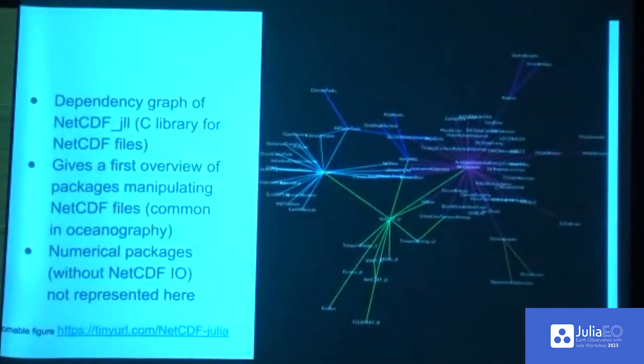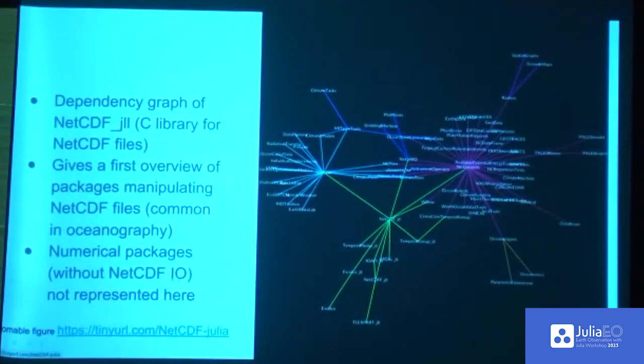I think it's quite interesting to see all the libraries which depend on NetCDF. So the C library in Julia is called NetCDF_jll, with jll for Julia link library. So that's the C bindings of the library. And any other libraries which need to load NetCDF files depend either directly or indirectly on this library. So if you want a higher resolution version of this graph, you can just click on this link. It will download an SVG file where you can zoom, where the packages are more easily seen.